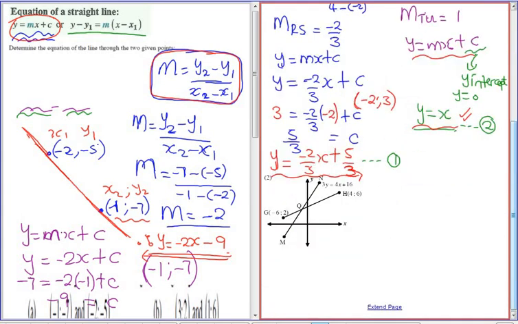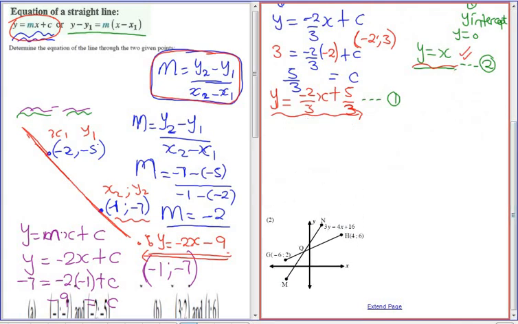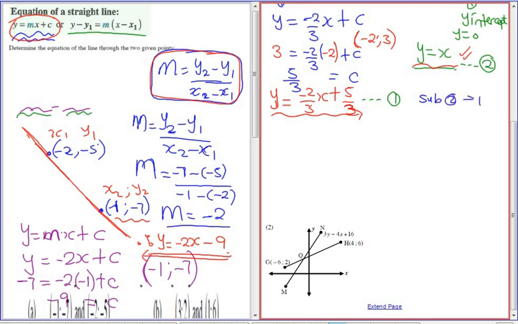Let's make some space again. We're going to make a substitution there. We're going to substitute equation 2 right into equation 1. That is what we're going to do. In place of y, we are going to put x. So I'm putting x right there in place of y.